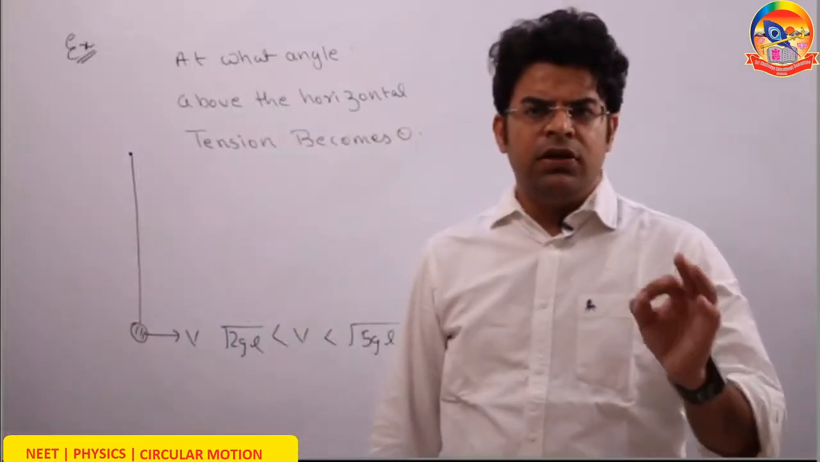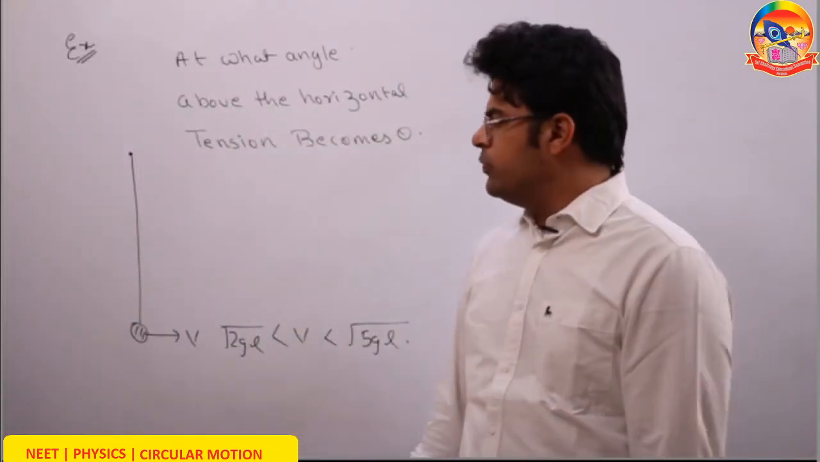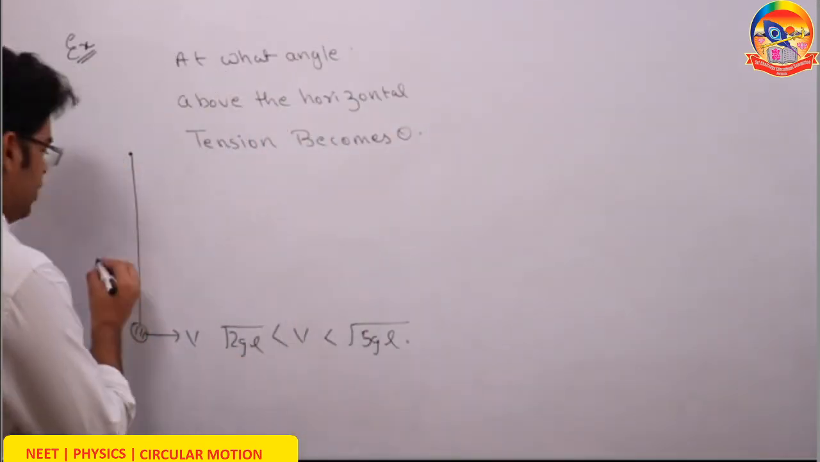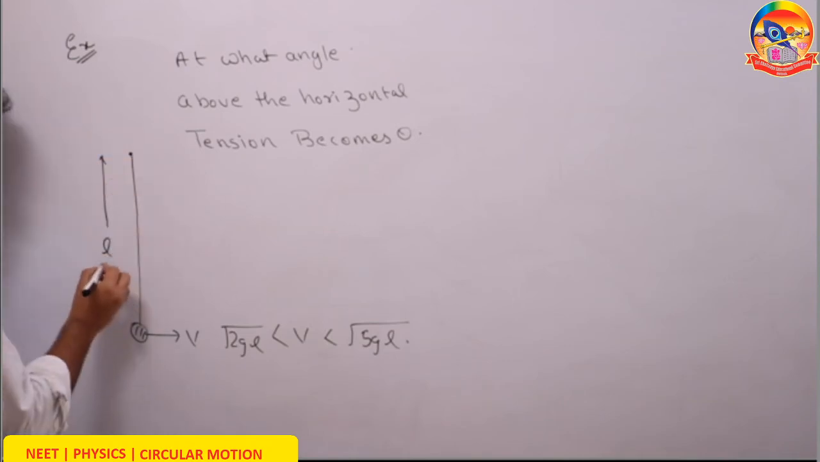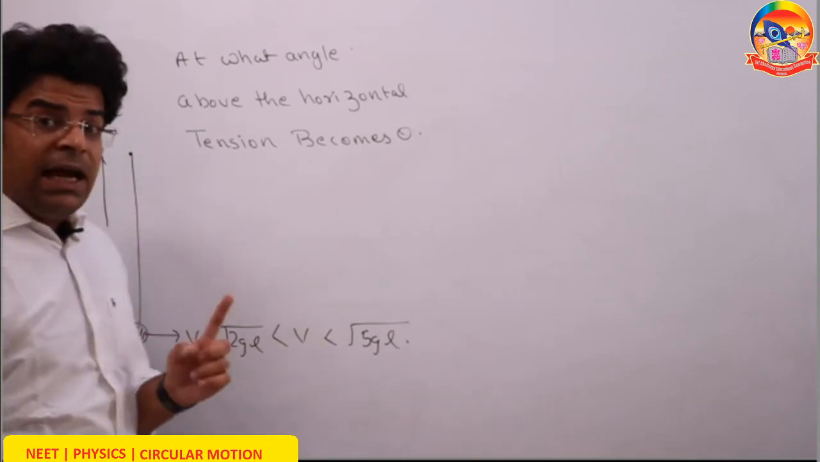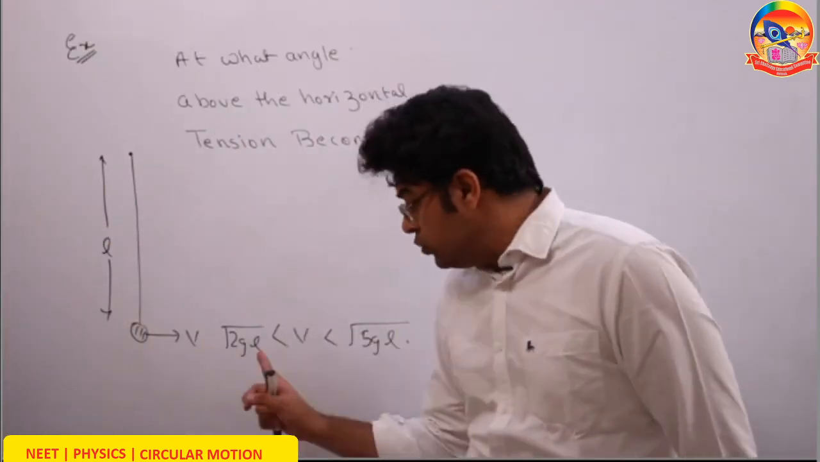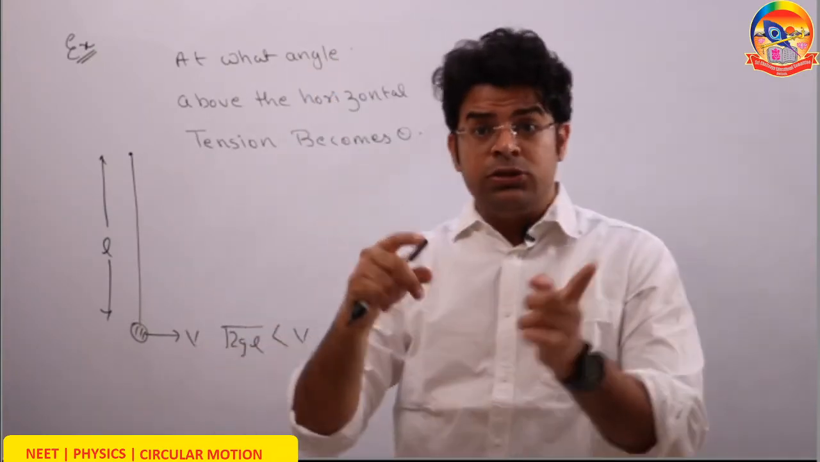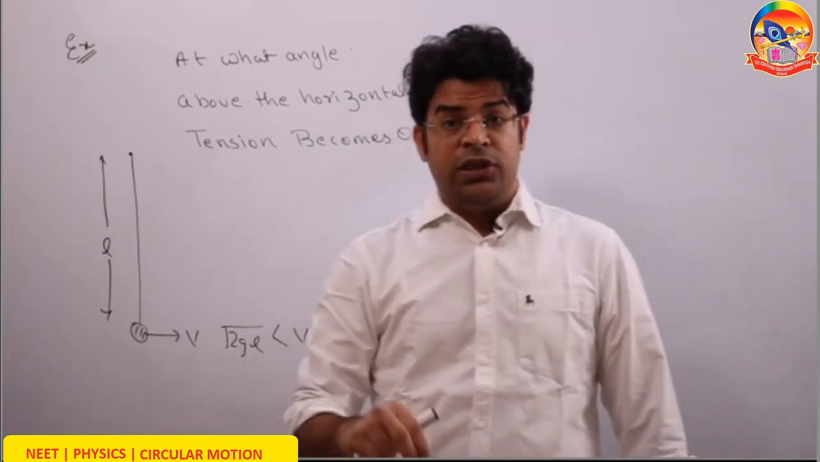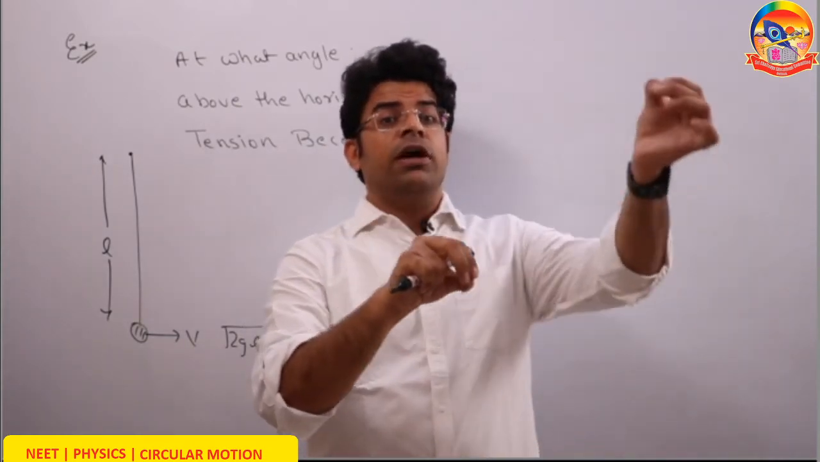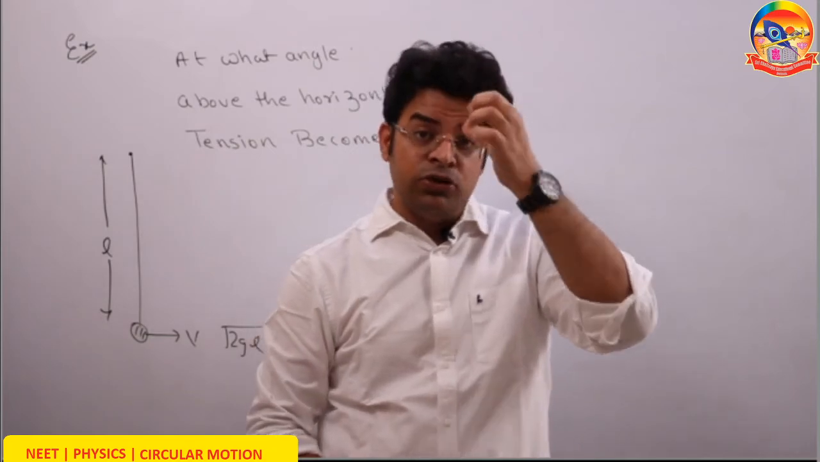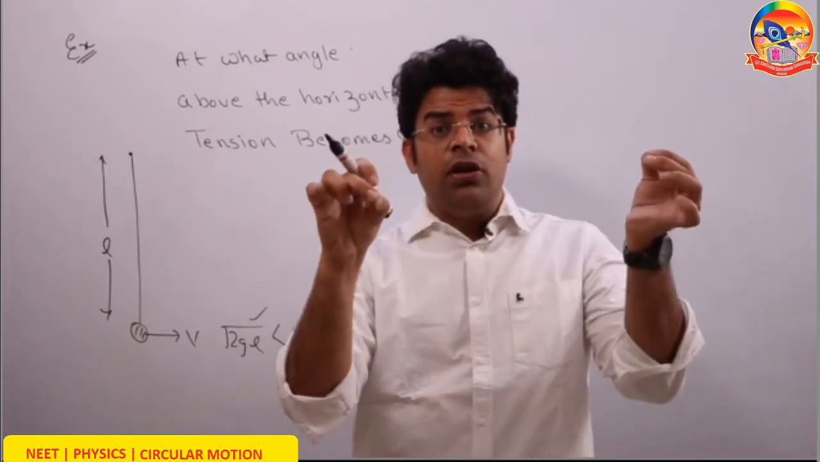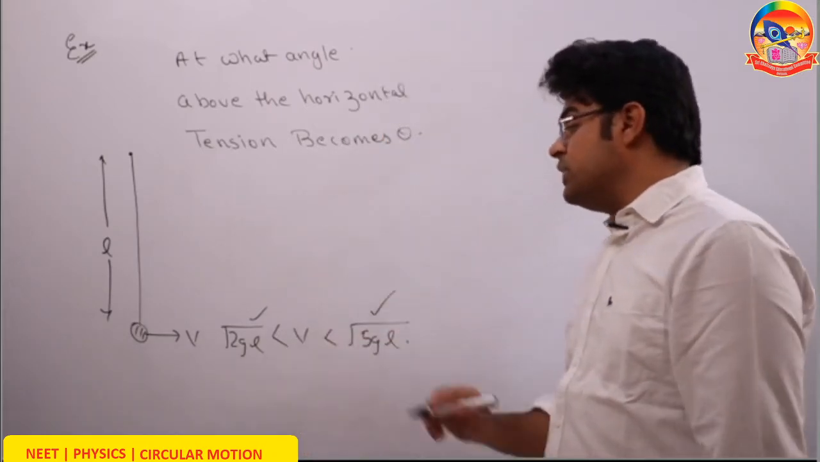So let's do the last example in vertical circular motion. There is a bob connected with a string of length L. At the lowest point, this bob has been given some speed v such that this speed is more than root 2gL. Root 2gL is the speed required to make the string horizontal. So it is more than that, but less than root 5gL. Root 5gL is the minimum speed required for it to complete the vertical circular motion. So the speed is intermediate. So it will definitely go above the horizontal, but it won't be able to complete the vertical circular motion.